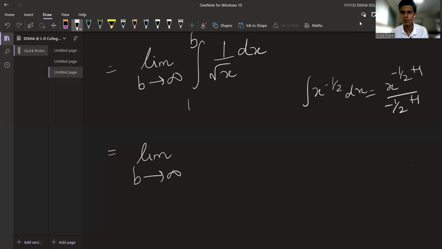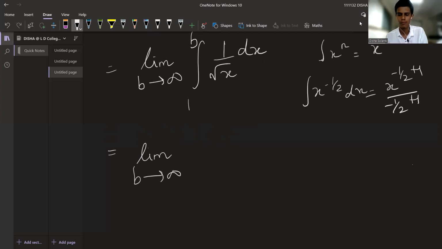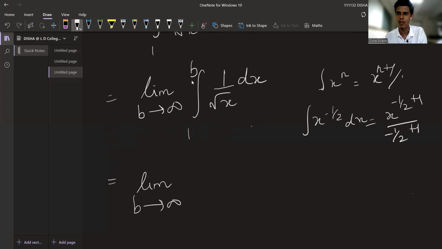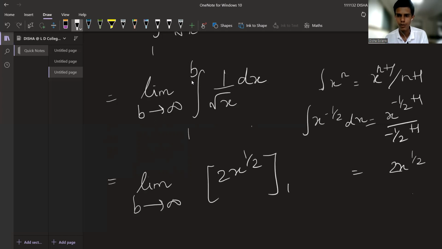This is by the formula for the integration of x raised to n, which we know is x raised to power n plus 1 upon n plus 1, right? So this would be x raised to power minus 1 by 2 plus 1, which means x raised to power 1 by 2, and in the denominator it is 1 by 2. So the 1 by 2 will go up and it will become 2. So our answer will be 2x raised to power 1 by 2 from 1 to b.